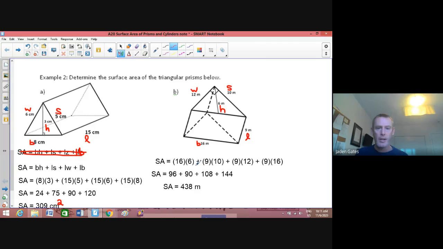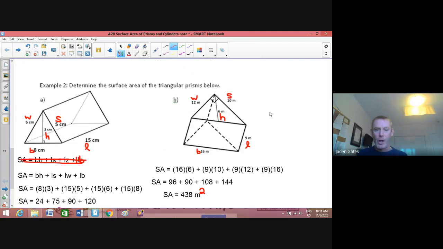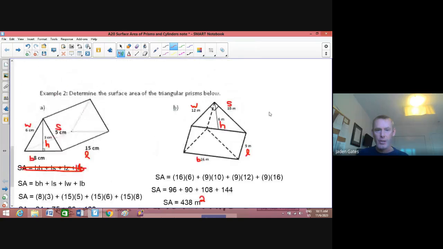And again, that's how many squares it takes to cover this object, which there's no chance I could wrap that present. That would be a mess. My family loves when I wrap presents. It looks funny. And there we go. So there's our surface area. So there's some triangular prisms.